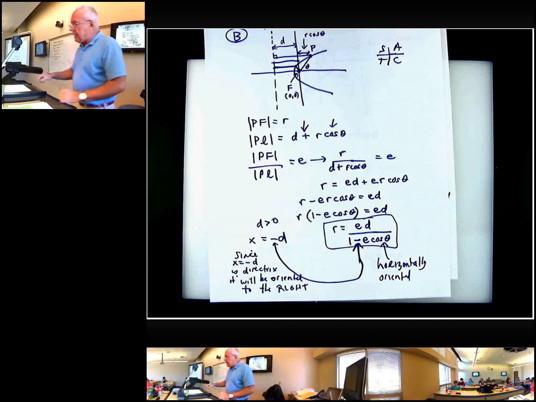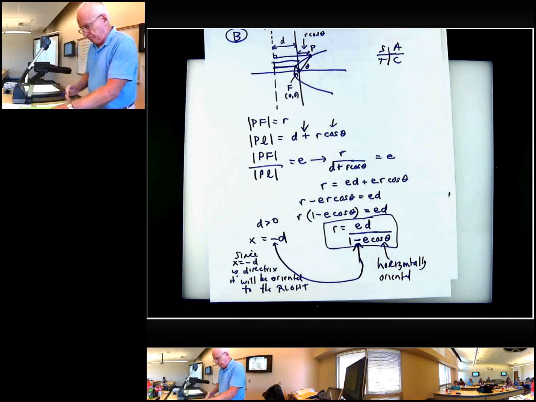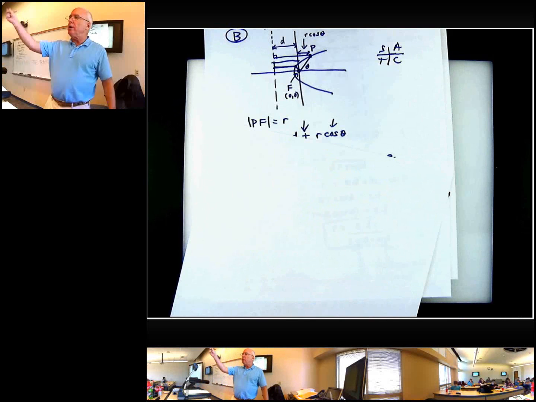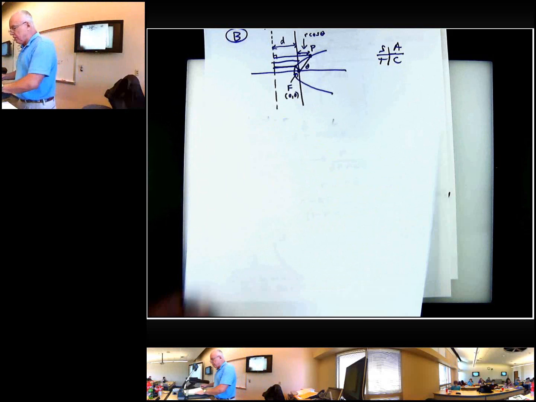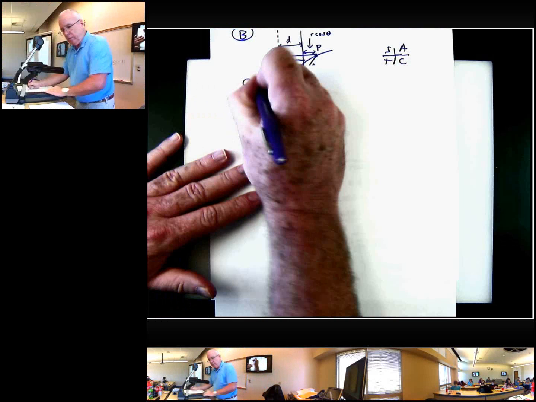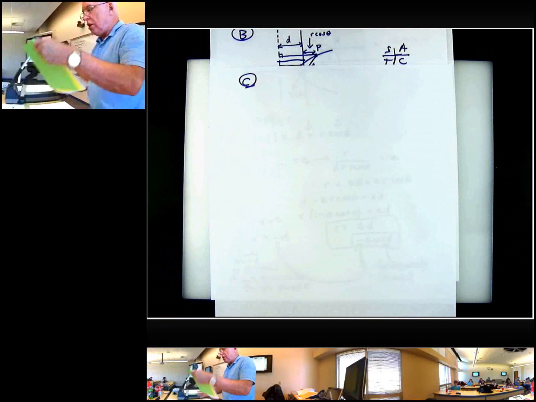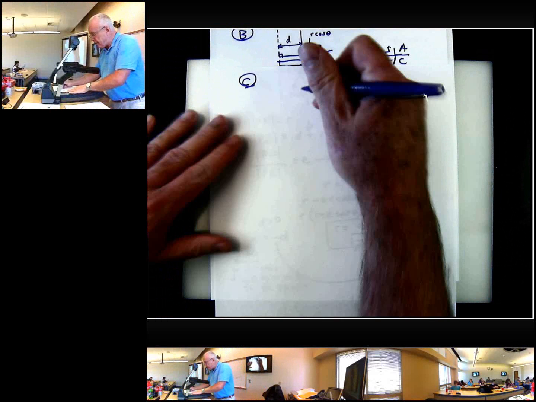All right, let's then go to case C here. So far we've looked at horizontally this way, horizontally the other way. Now we're going to look at vertical, and then we'll summarize this. So for case C, we're going to have this kind of situation.